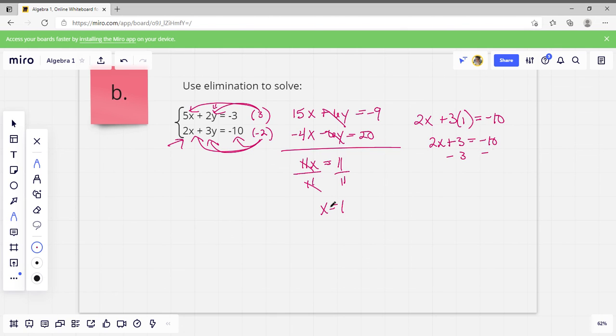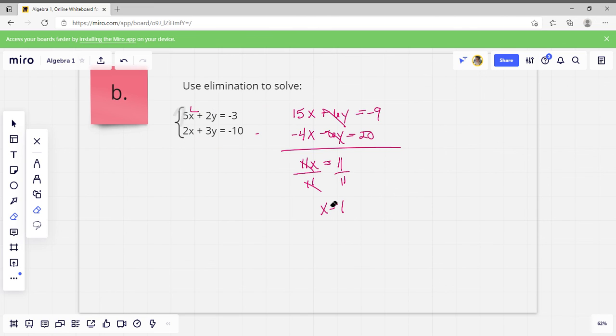Minus 3, minus 3. I don't know if that's working here. Let me see. Did I do that right? I think I might have messed up. Let's go back, because I don't think it's supposed to come out as a fraction. Let me fix that. Alright, let's try this one again. I did something wrong there. Erase all this off of here.